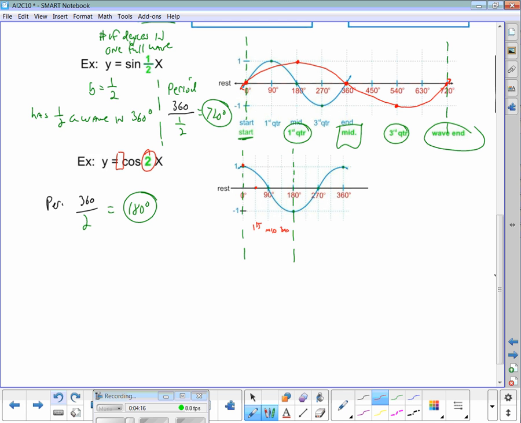So if you look at the pattern, halfway on the pattern is down at the minimum. So halfway for us is going to be at the minimum. At the 3/4 mark of the pattern, it's back to rest or 0. So at our 3/4, we're back to rest at 0. And then at the end, we're back up at a max.